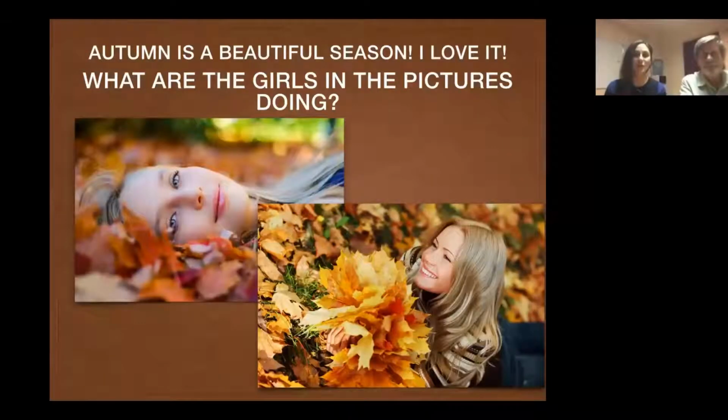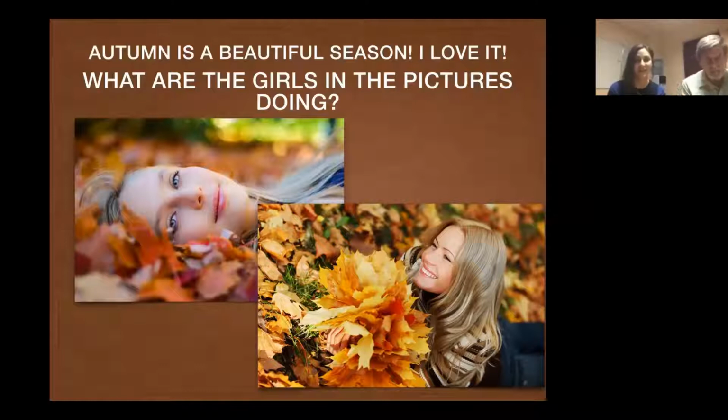I hope you can see it well and hear us as well. So we'll look at the pictures and we're going to discuss what the girls in the pictures are doing. So Thomas, what do you think they are doing?